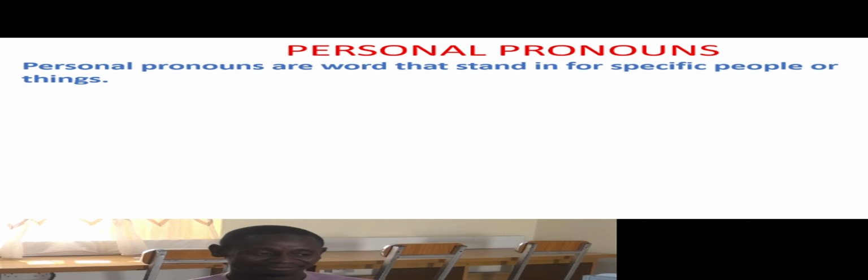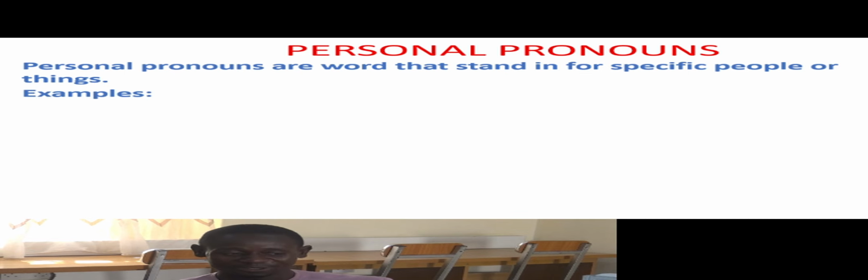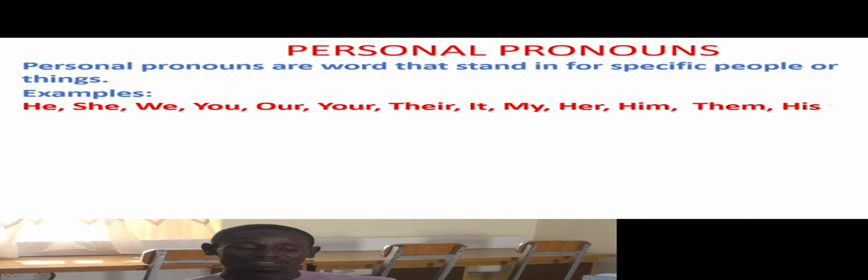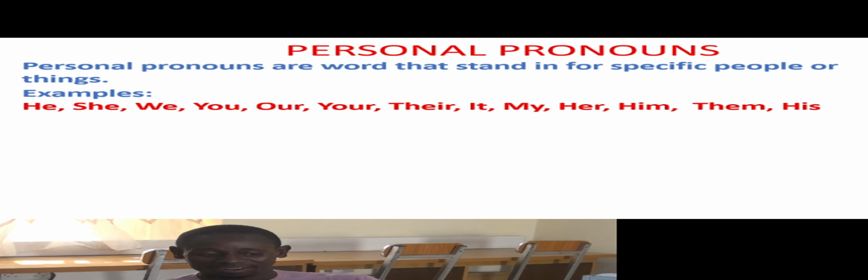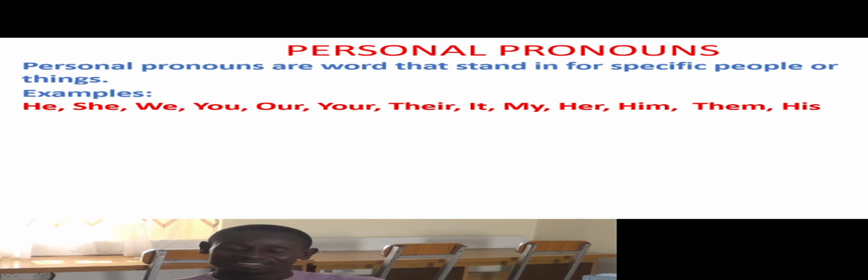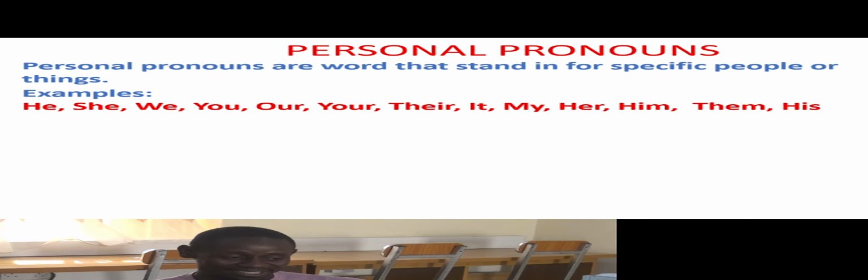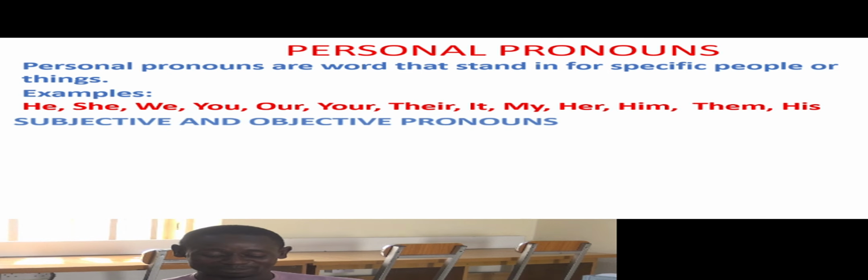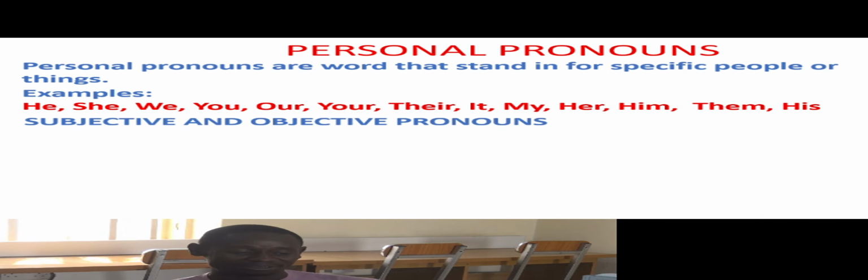He, she, we, you, our, your, their, it, my, her, him, them, his, and etc. Let's also look at the subjective and objective pronouns. We discussed this in our class with many examples. Let's quickly run over it.